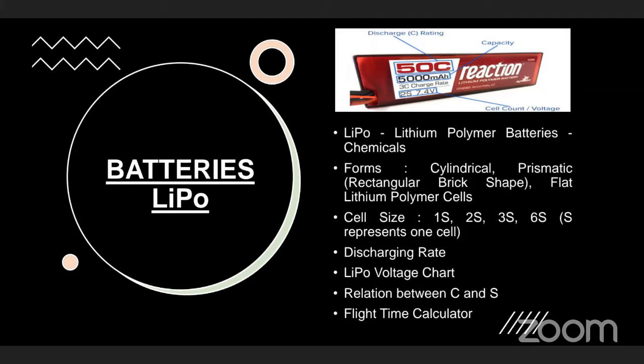Again, from this, you can see 2S means two cells are in series, and if you multiply this 3.7 by 2, we get 7.4 volt of nominal voltage.